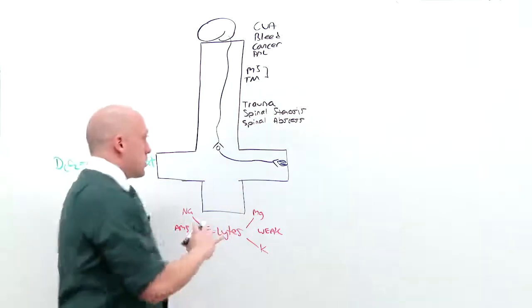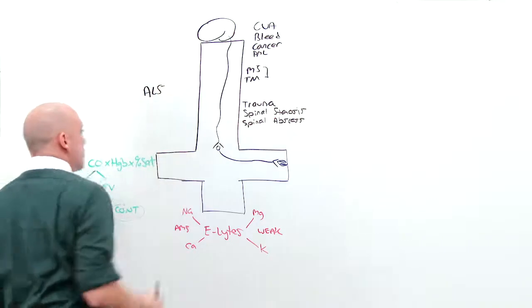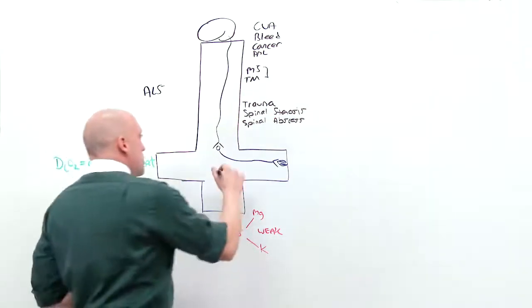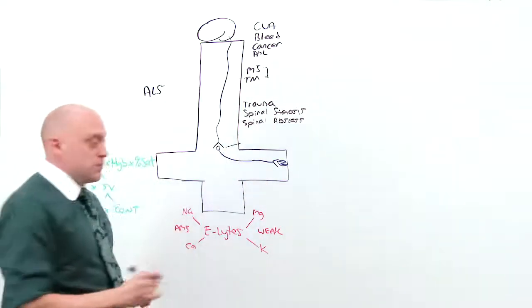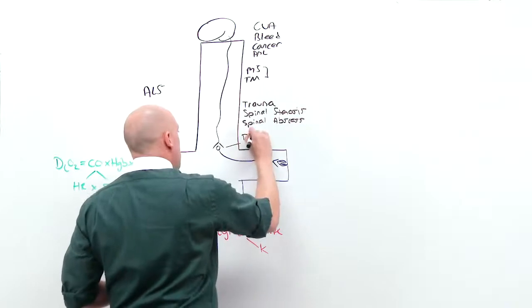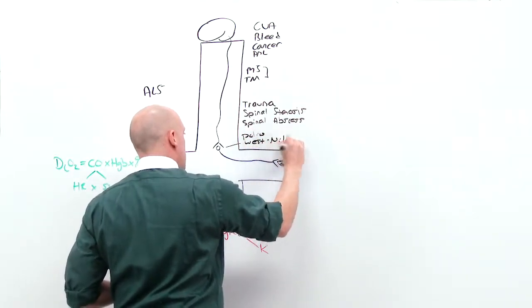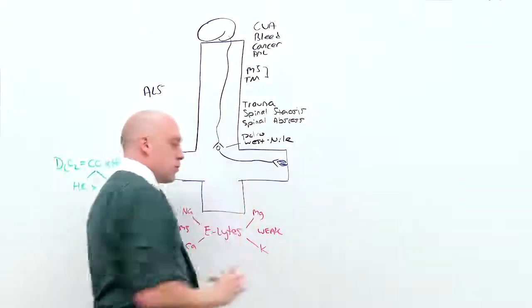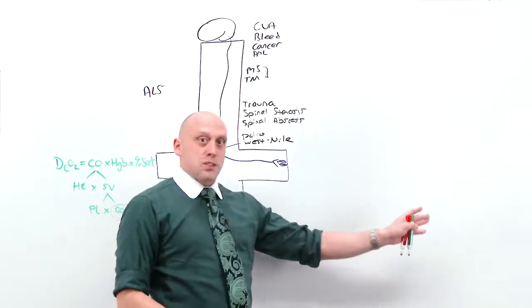In here, of course, is something like ALS, which affects upper and lower motor neurons, so it doesn't really have a place anywhere. There are certain things that affect the lower motor neuron itself, not the axon. Think polio and West Nile. As we travel down into the peripheral nerve, we're going to get into peripheral neuropathy. That'll be towards the end.